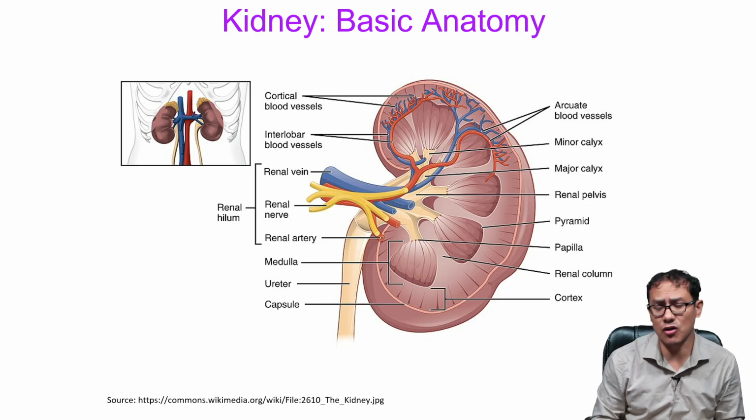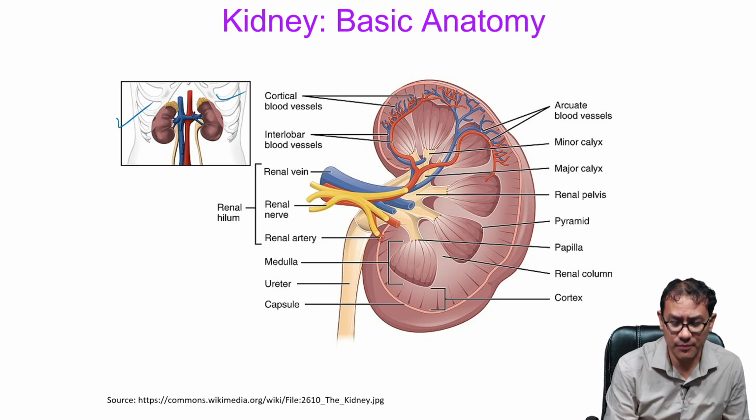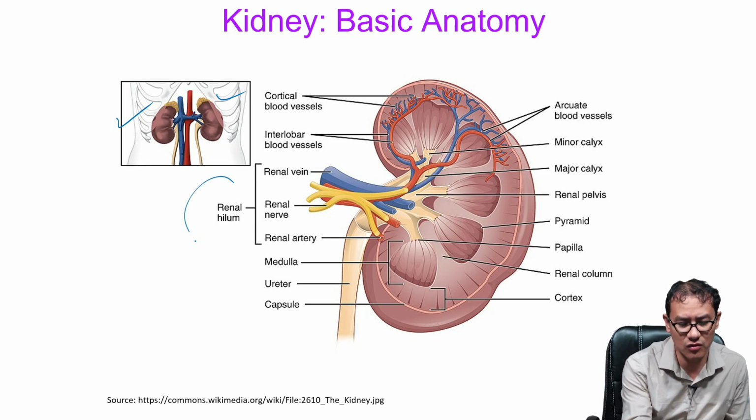So this is the basic anatomy of the kidney. There are two kidneys in the body, one on either side, and these are the basic structures of the kidney. And this part is known as the renal hilum.